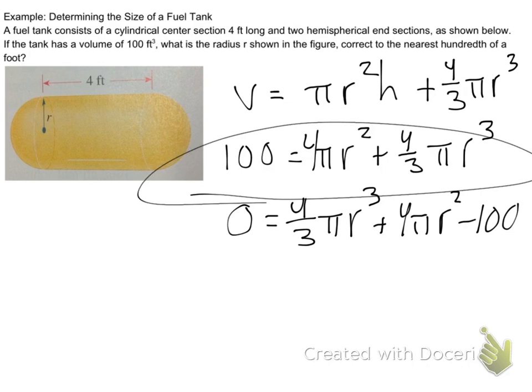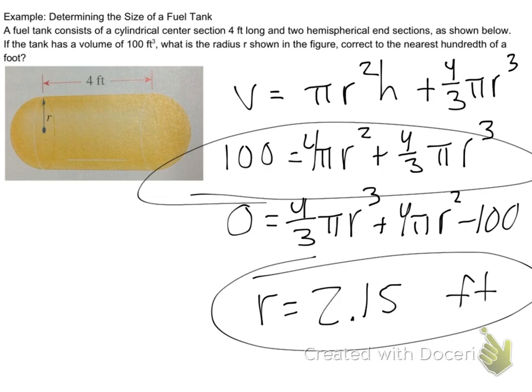So when you put this on Desmos, what do we get? R equals, Grace, you got one? 2.153 feet. Notice the question says to the nearest hundredth, so we should actually only say tenths, hundredths, 2.15 feet. So we just use the fact that I can just put it on Desmos. Desmos will do all the work for us.